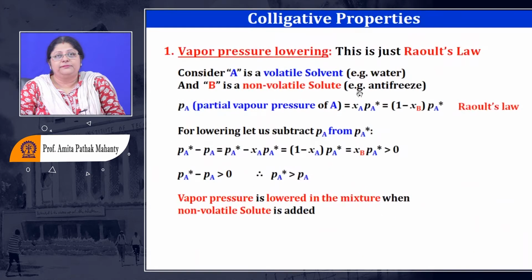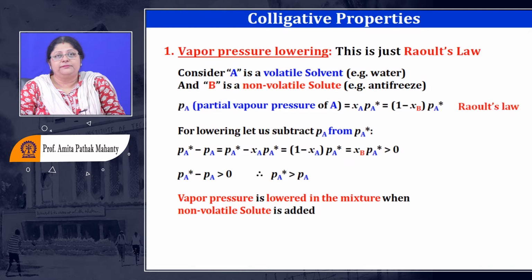I'm going to move into the lowering of vapor pressure, which is nothing but Raoult's law. We consider a solvent A, which I have marked in blue, and a solute which is non-volatile, and the amount of solute is very small. If it is non-volatile, it is not going to contribute to the vapor phase.